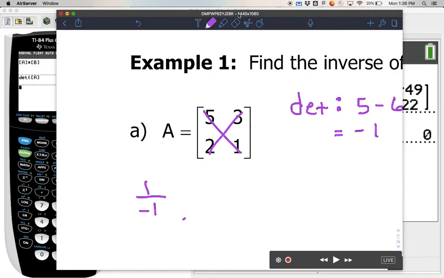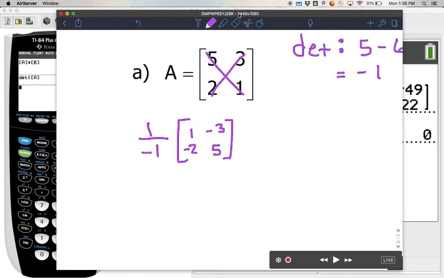And then we're going to multiply that, some scalar multiplication. You switch the top left and bottom right, so you're going to put 1 and then 5, and then you switch the signs of the 3 and the 2 right there. And if we multiply that right there, we should be able to get our inverse matrix. Now 1 over -1, you can change that to -1 out front if you want. Sometimes you're going to get fractions. Then you're going to distribute that to everything. So -1, +3, +2, and then -5 for your inverse matrix.